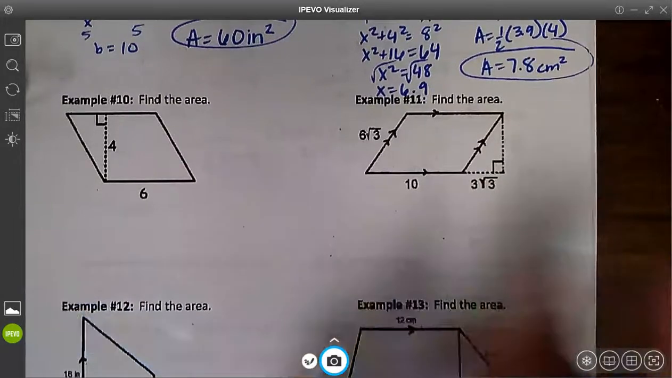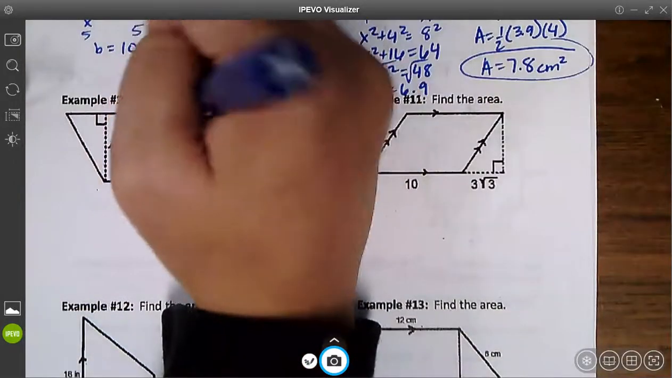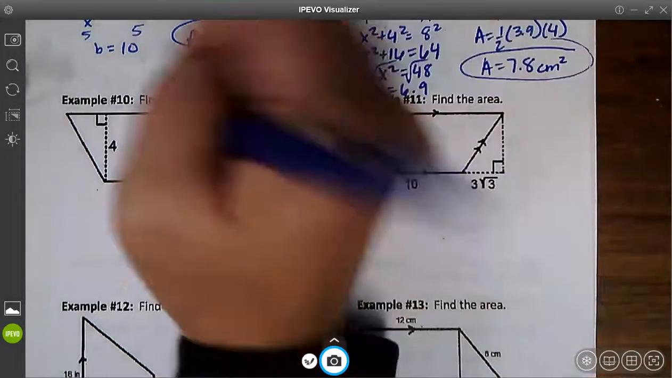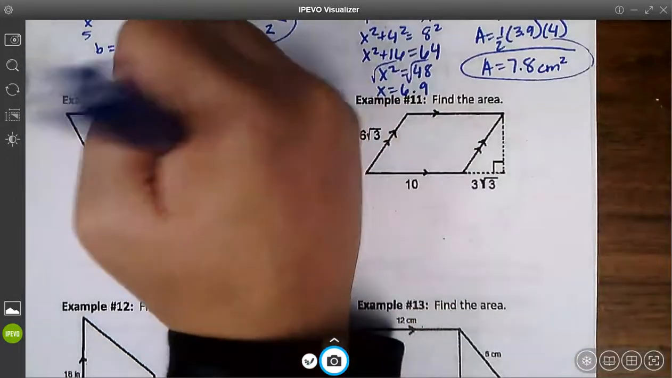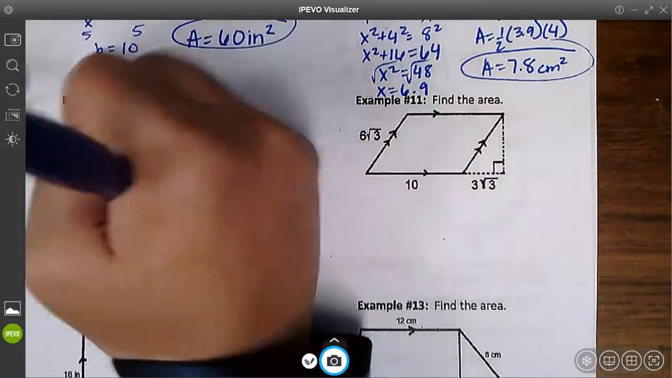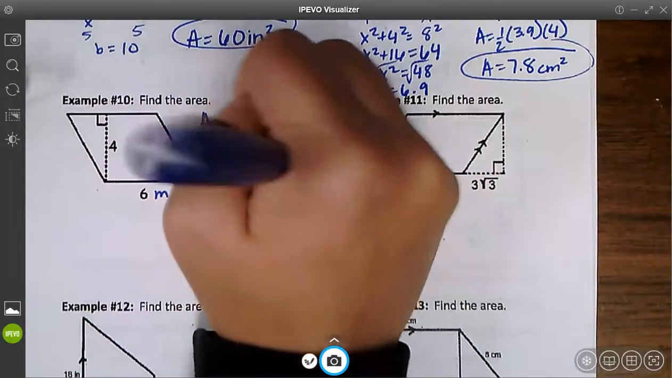The area of a parallelogram is your base times height again. So this one, I already have my base, I have my height, so my area is going to be 4 times 6, which is 24. We'll call this one meters squared.